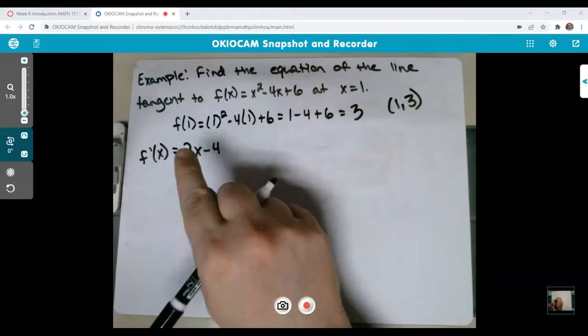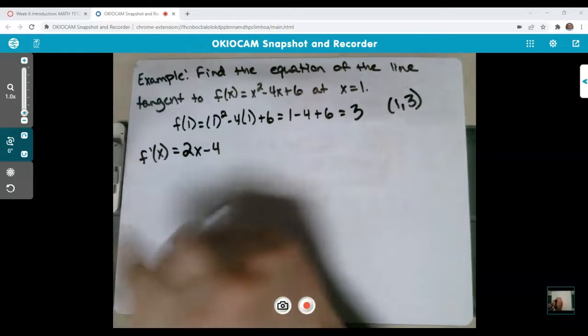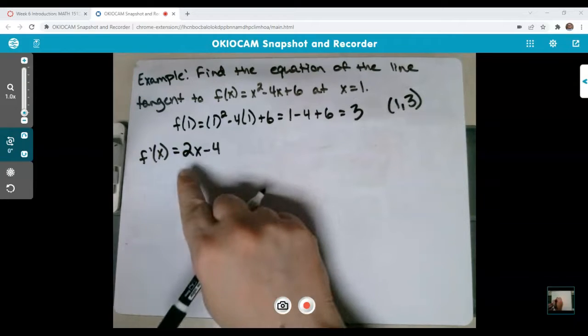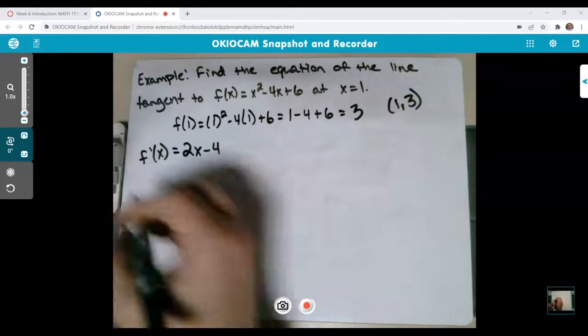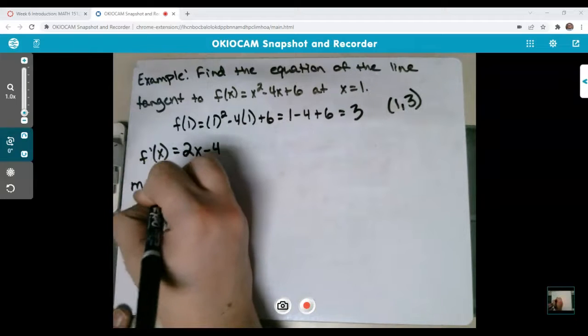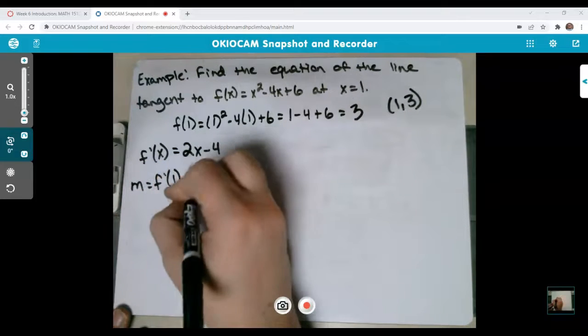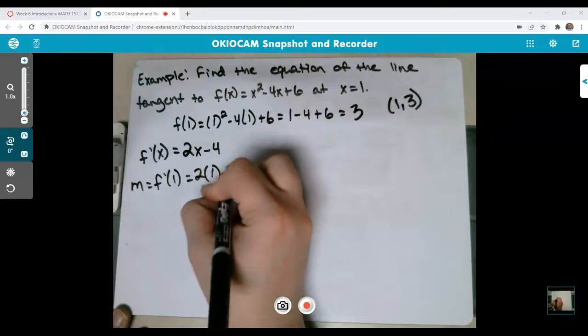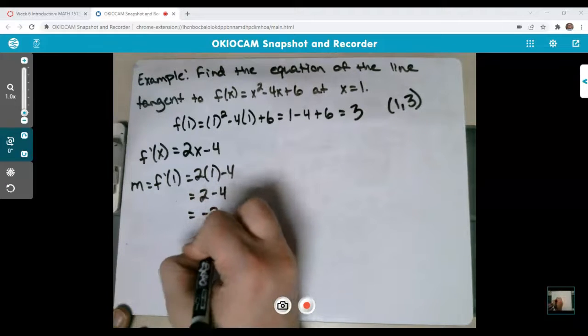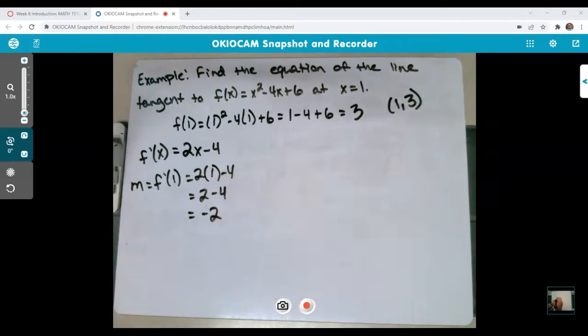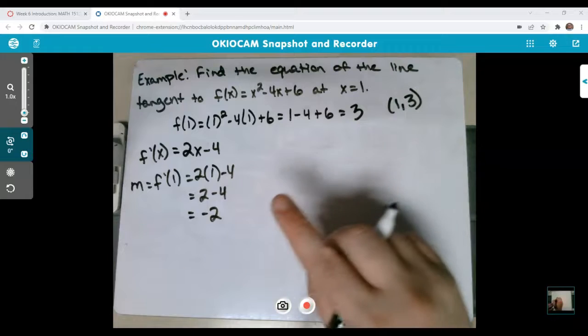So this took a lot less time than doing it the long way, right? So now I have f prime of x. I'm doing this at x equals 1, so our slope is f prime at 1. So just plug in a 1. 2 times 1 minus 4. 2 times 1 is 2. 2 minus 4 is negative 2. So now I have my point and I have my slope.